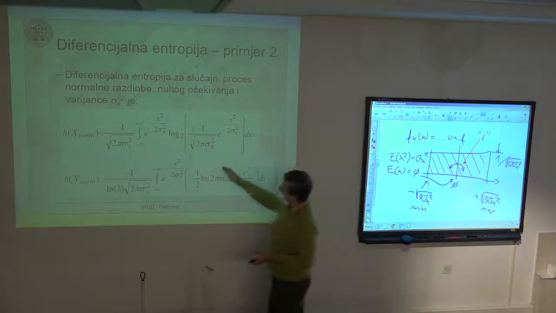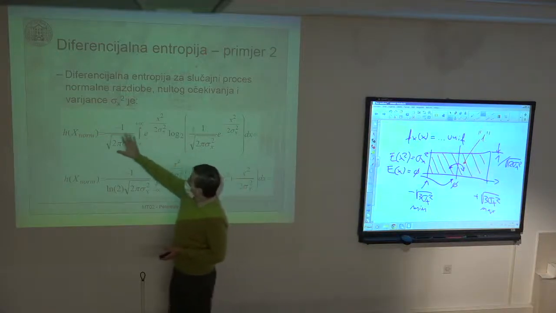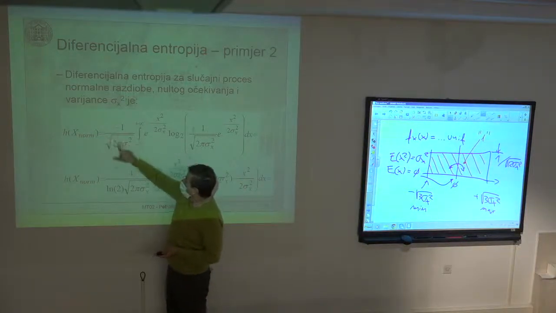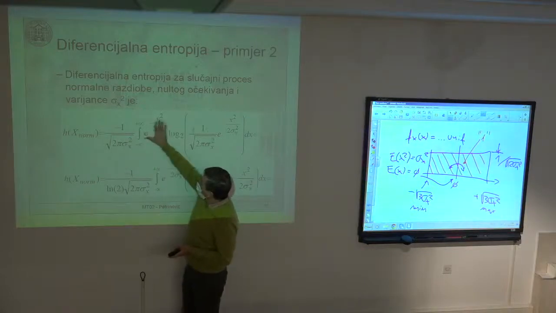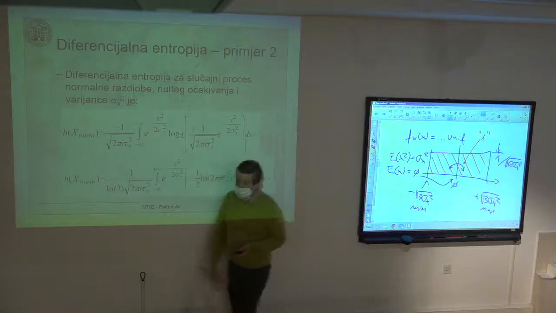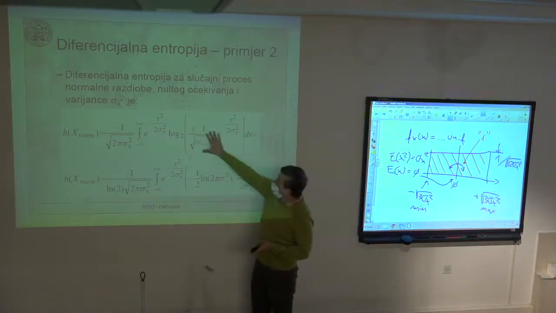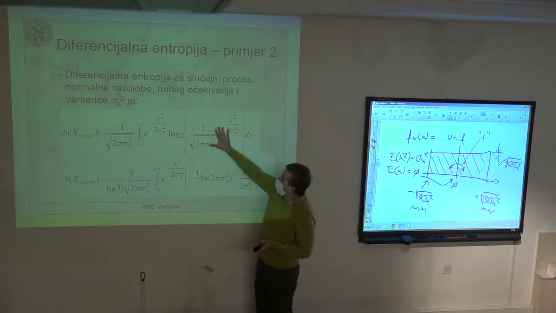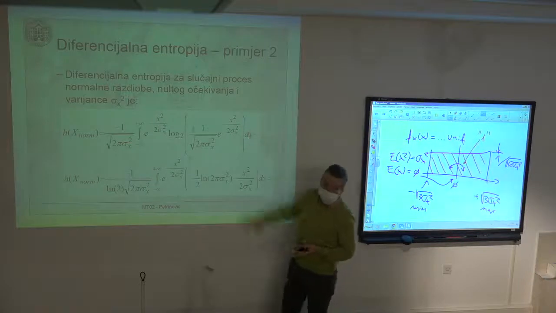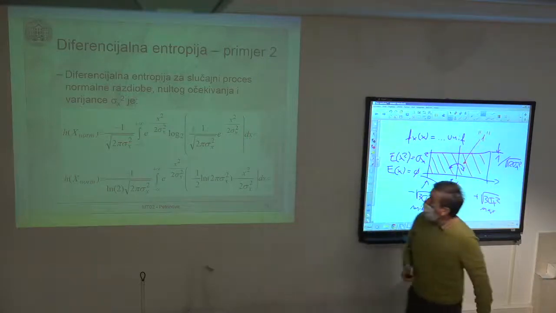Now what we have here is the constant part of the PDF, this normalization term. We have this exponential part of the PDF: exponent of minus x squared over 2 times variance. Now we have the logarithm base 2 of the density. So this is the logarithm base 2 of the input density, dx. Okay, so this is the same as before.